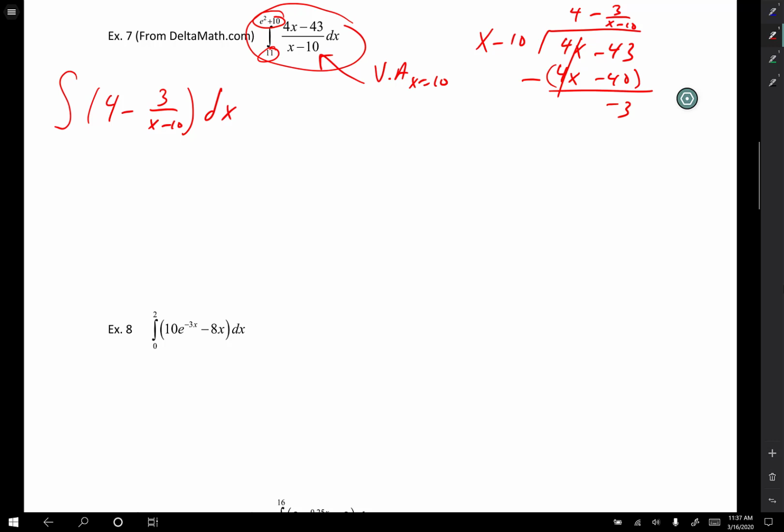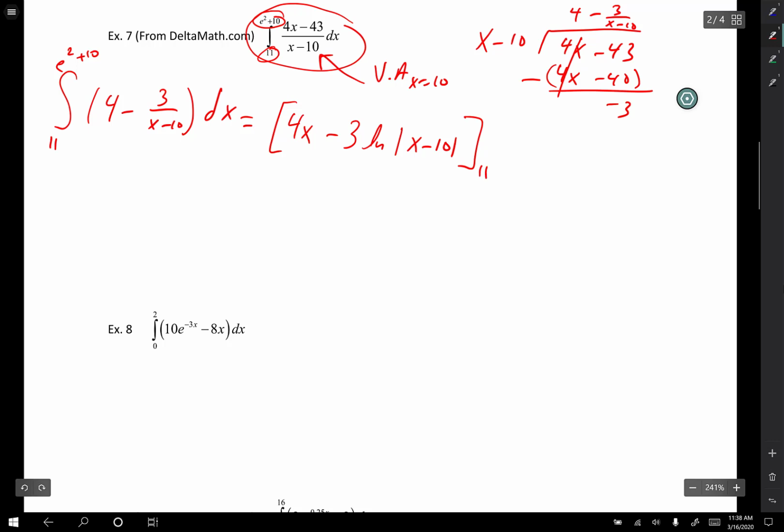All right, I still have my limits because I haven't changed anything. e squared plus 10. So here we go. Antiderivative. Antiderivative of 4 is 4x. Antiderivative of 3 over x minus 10, I put the 3 in the front. ln, absolute value of x minus 10, close it. From 11 to e squared plus 10. I don't see any mistakes yet. Let me know if you find any mistakes.